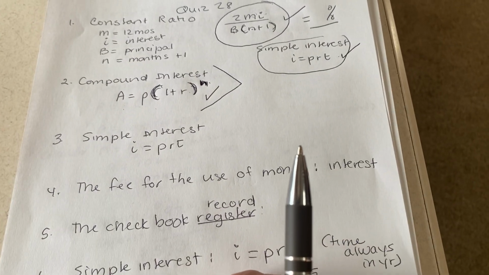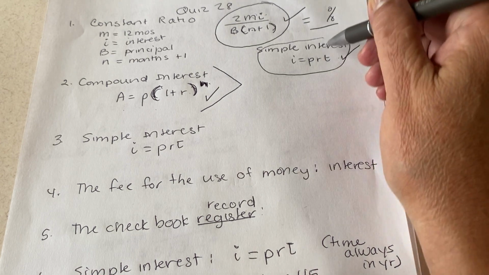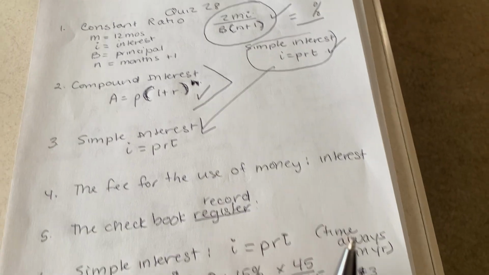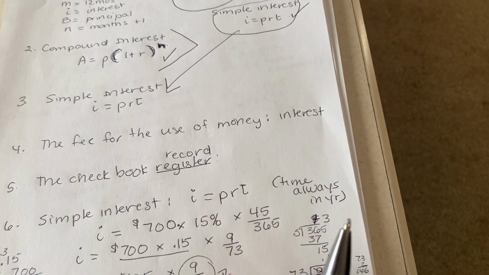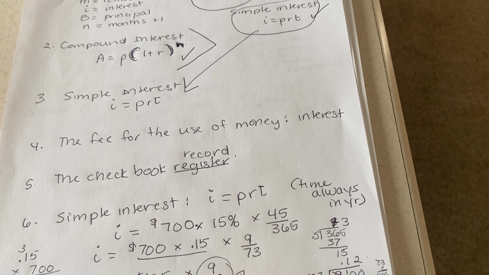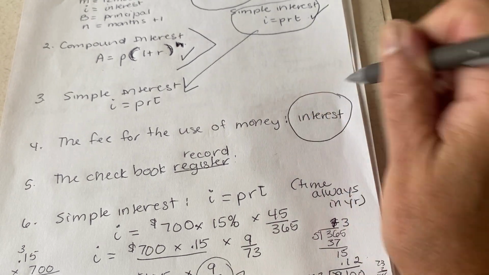Number 3, the simple interest formula. Oh, we can recognize that. I hope you got that simple interest formula. I equals PRT. Make sure you memorize that. Number 4, the fee paid for the use of money. So, what is the fee when you borrow money? What do they charge you with? Interest, right? So interest is the fee that you're paying.